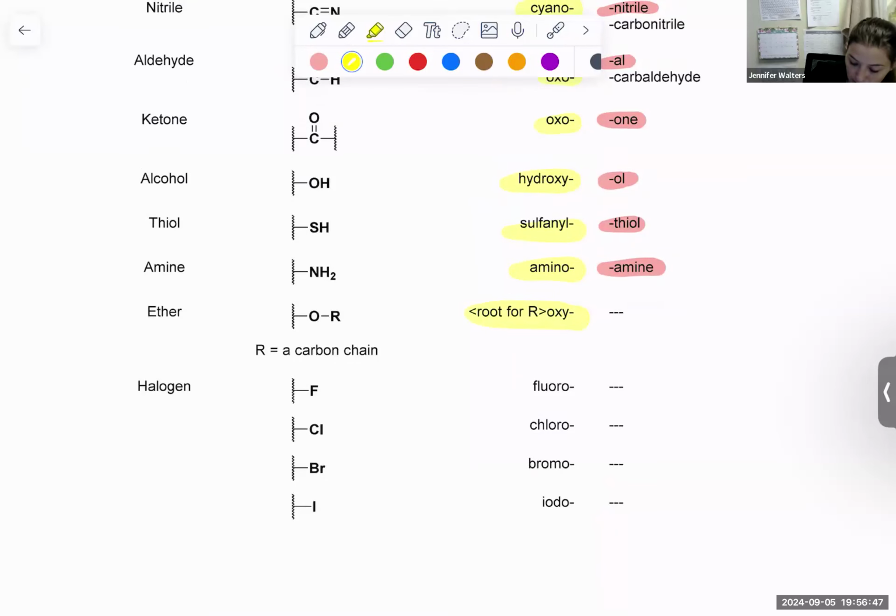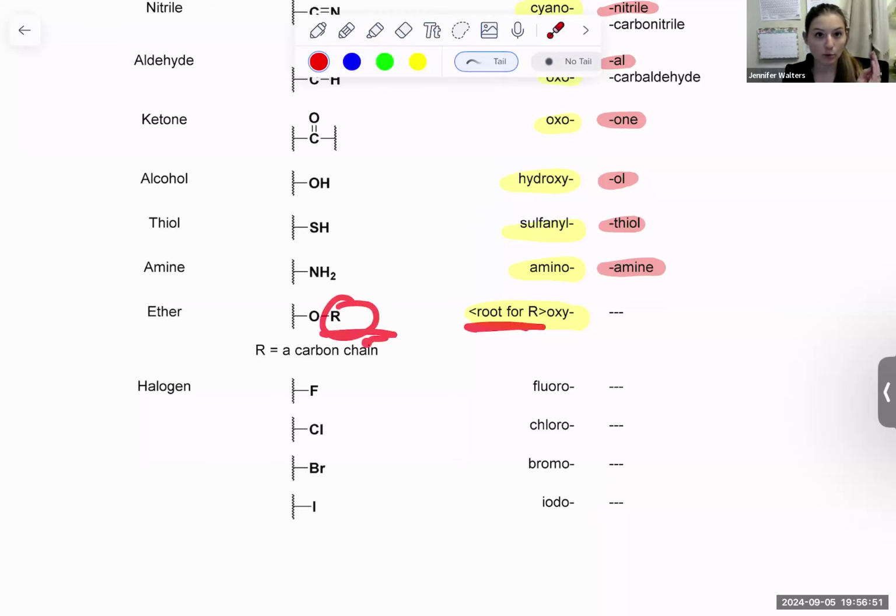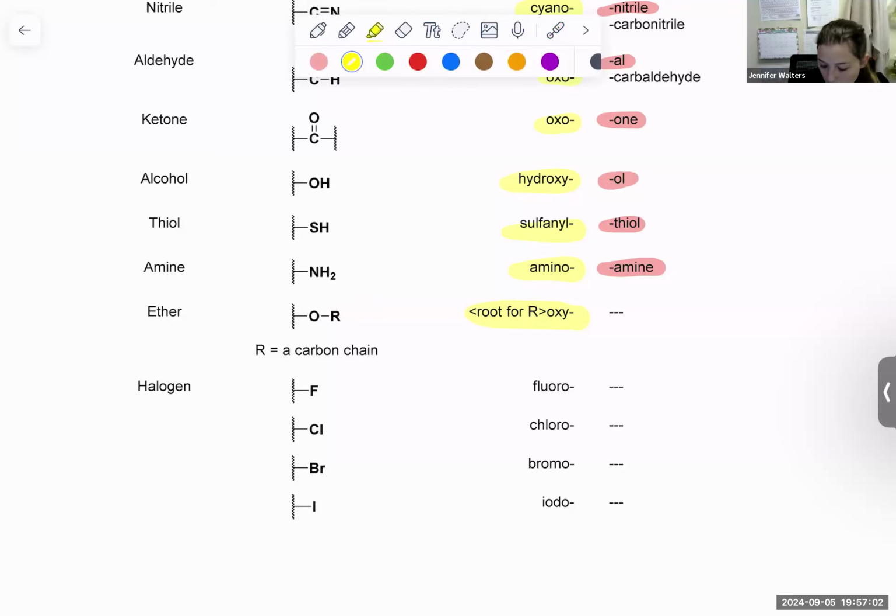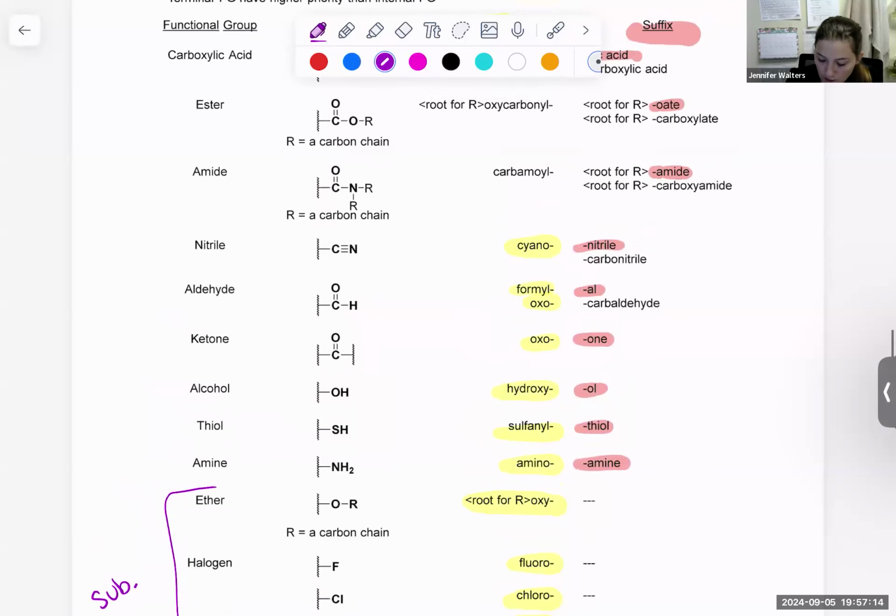For your ether, you're going to use the root telling you the length of that side chain. It's going to be whatever's the shorter side of the oxygen, and then it's oxy. So it'd be like methoxy, ethoxy, propoxy are your naming of your ethers, and then for each of your halogens as well. So these are always substituents. These are never going to be a primary functional group. That's why they don't get a suffix.